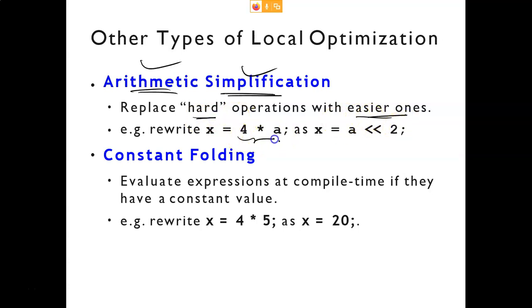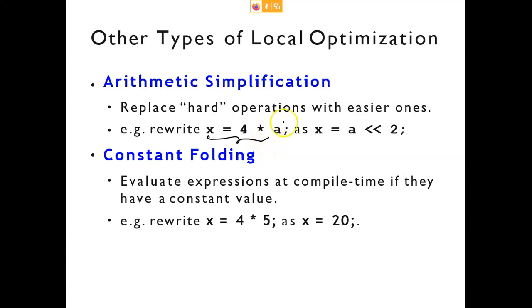For example, here you are multiplying with value 4. If you have studied digital logic, then this multiplication is harder than the shift operation. The shift operation is very easy. You apply one clock pulse and it will be shifted. So this shift operation is easier than the multiplication operation. Your compiler knows this, even if you don't know this.